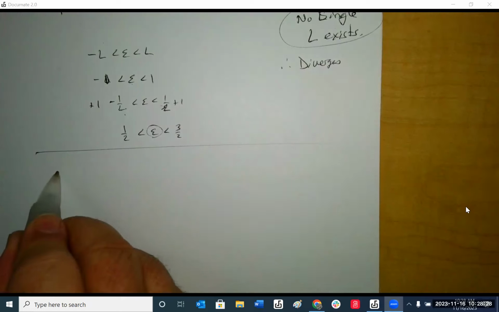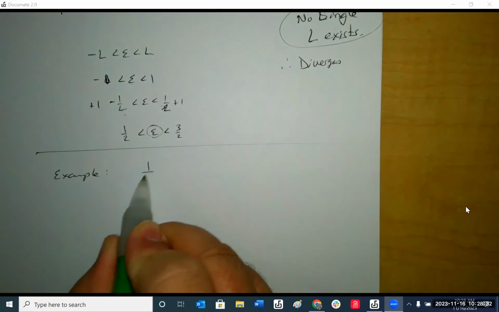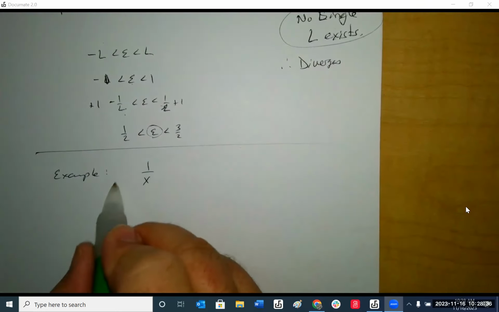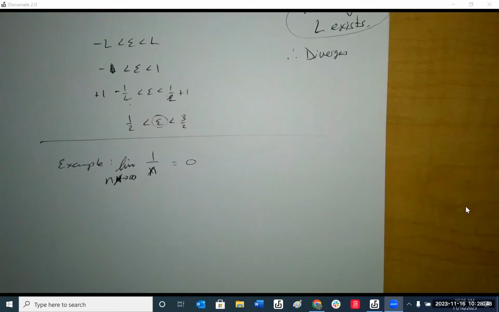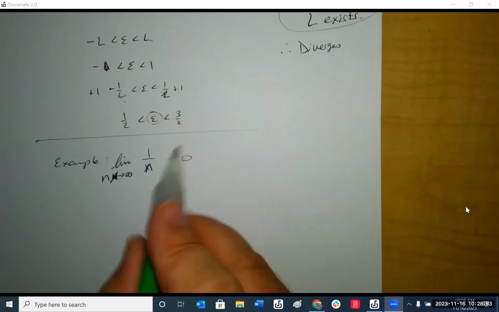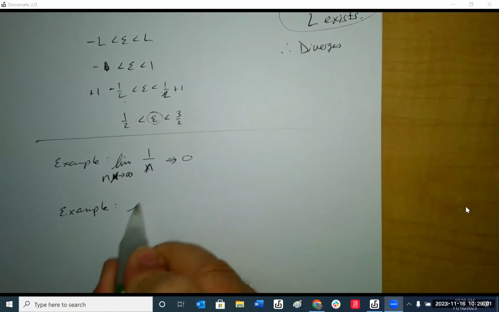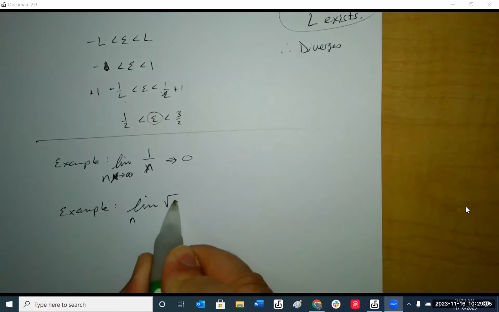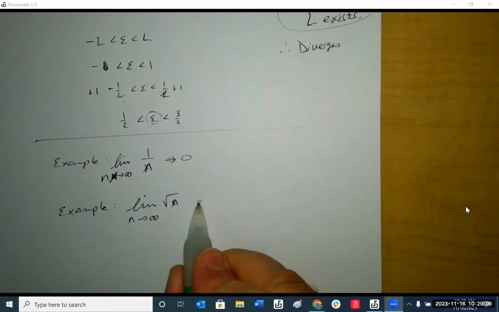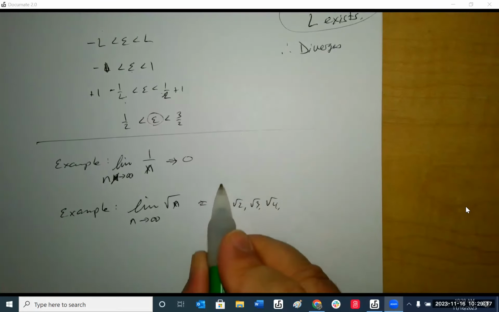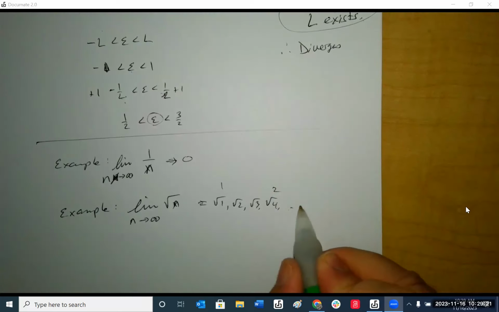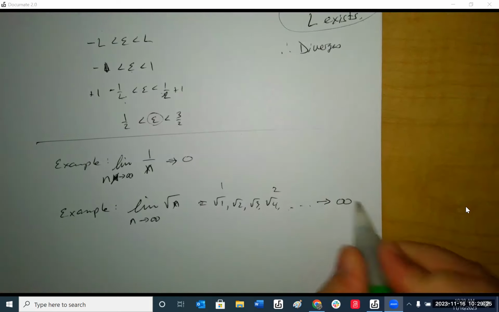All right, then if we look at another example, we know that for any rational function, the limit of 1 over n as n goes to infinity converges to 0, because the bigger the bottom gets, the smaller it gets. Same with the radical. It goes radical 1, radical 2, radical 3, so it goes from 1 to 2. It's an increasing function, so it diverges to infinity.